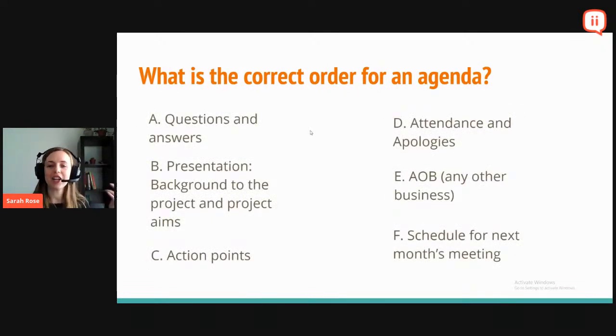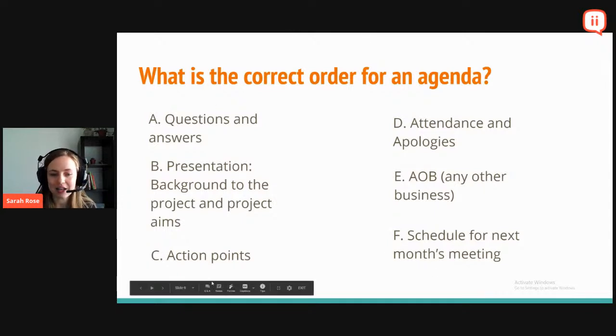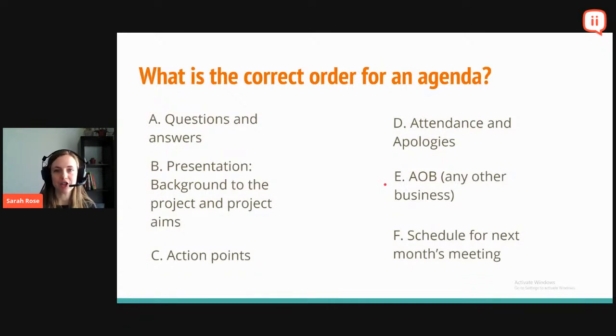Here I have the sections of the meeting, and I want you to tell me what is the correct order. So this is in the wrong order. We don't start with questions and answers, and we don't end with the schedule for next month. We don't start here and we don't end here. It's in the wrong order. So can you tell me the correct order for the agenda? I will read them out while you think so that you can hear my pronunciation. And I'll just check some of the vocabulary as we go through. This is a general business meeting agenda.